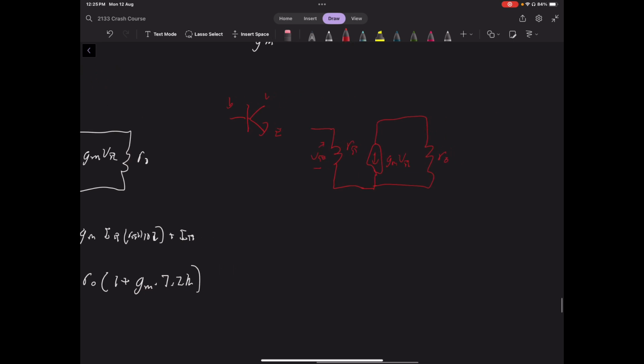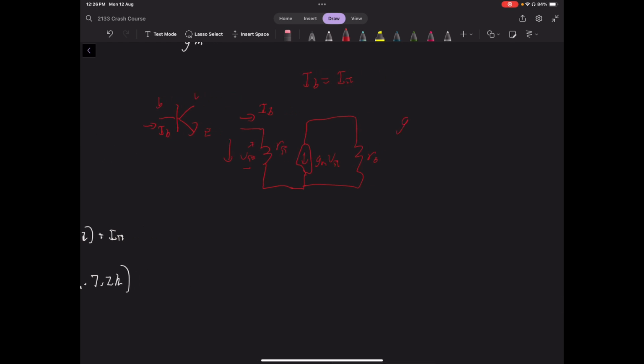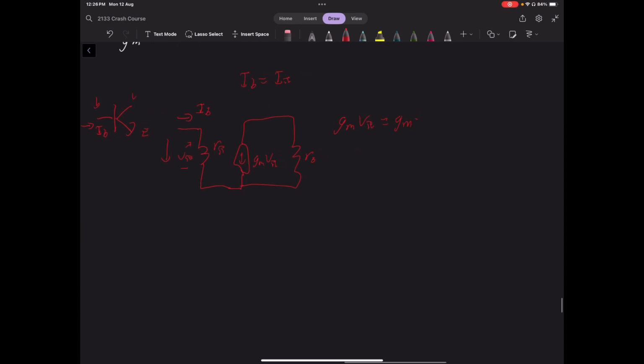Now, a very handy trick for doing circuit analysis is to note that often this input current here is the base current, right? Because obviously the current going into the base, that's what it would look like here. And this base current equals i pi, as in the current through the r pi resistor. And what we know over here is gm v pi. We can actually rewrite this as gm times i pi times r pi. Again, that's just Ohm's law. This is the voltage across the r pi resistor, so we've just replaced it with the current and the resistance.